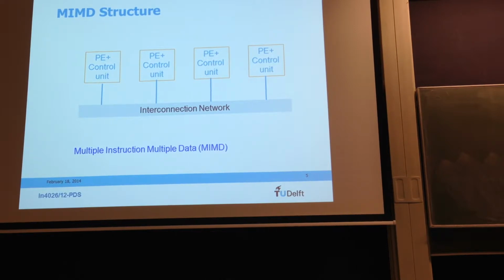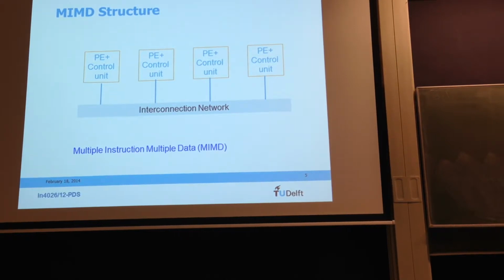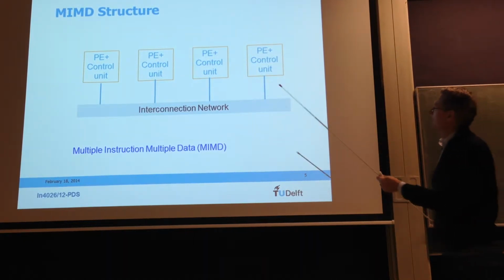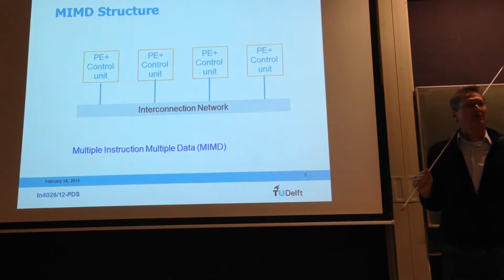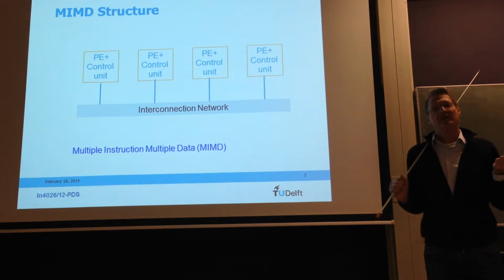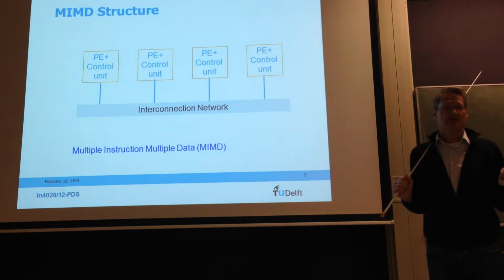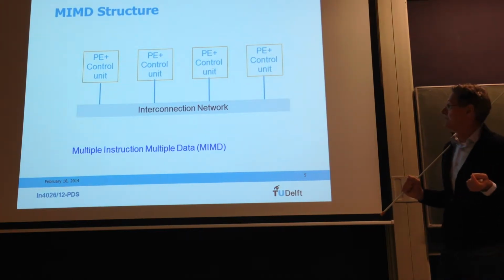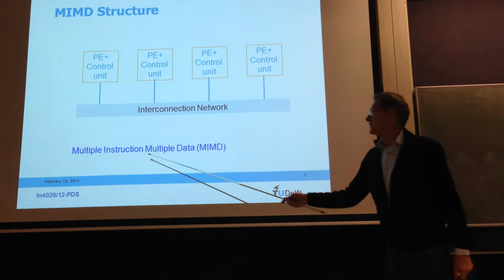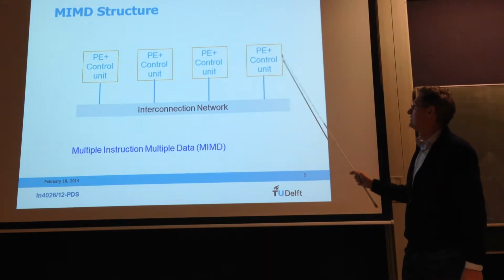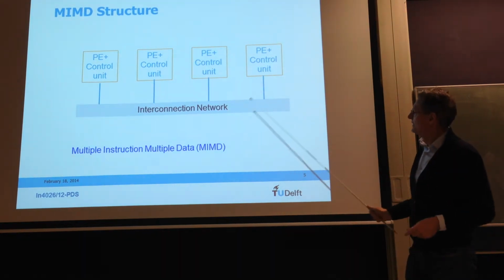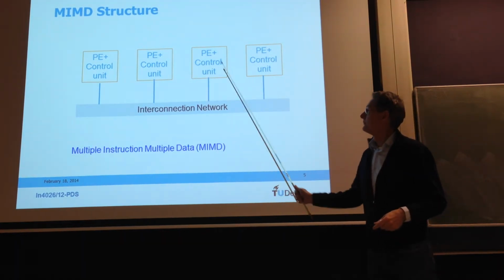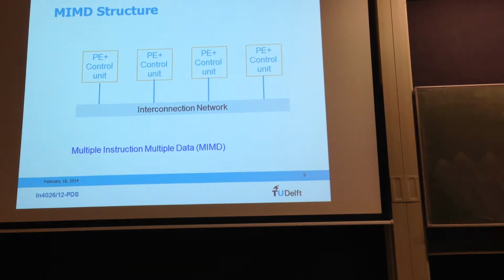If we make it a little bit more complicated in terms of parallel machines, we make each processing element slightly more intelligent by giving it its own instruction issuing unit, its own control unit. And then we are talking about multiple instruction, multiple data, because each unit can do its own work on its own data. And of course we need an interconnection network to connect the elements.